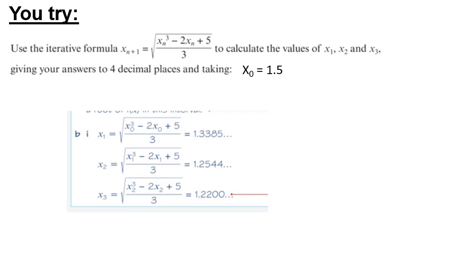Now you can just press that equals button again, and the next value is 1.2545. I think there's a little typo in the booklet. I think that 4 there should be a 5. If we press equals again, the next one is 1.2200.